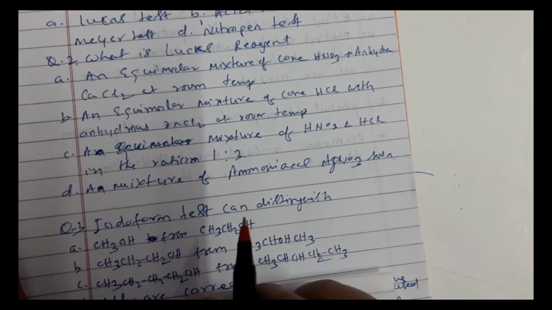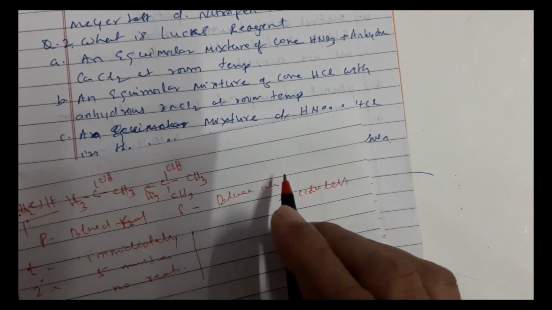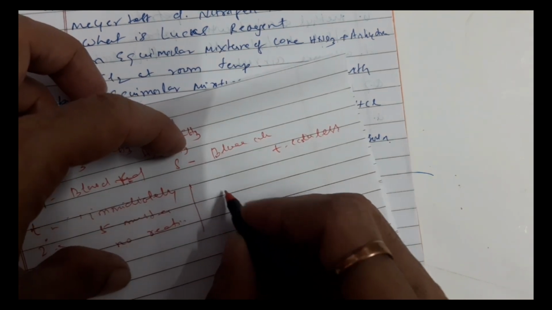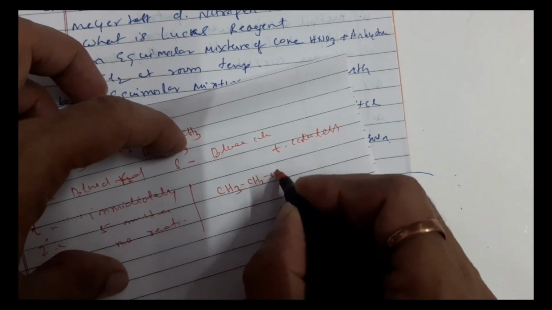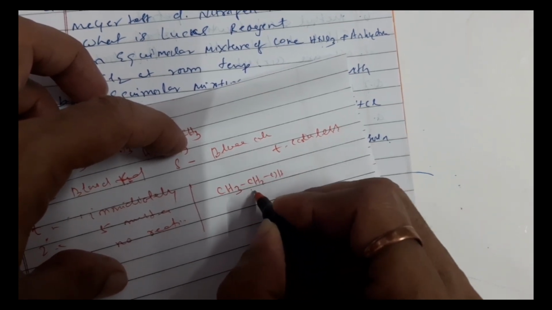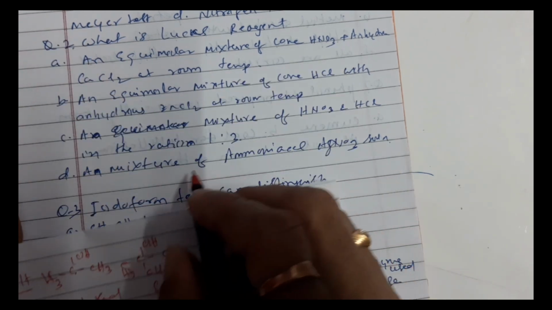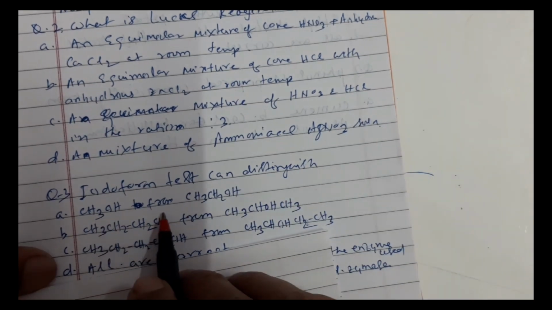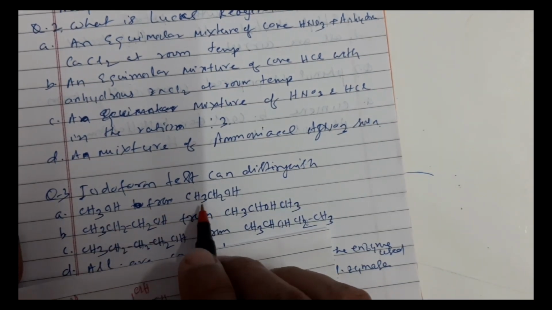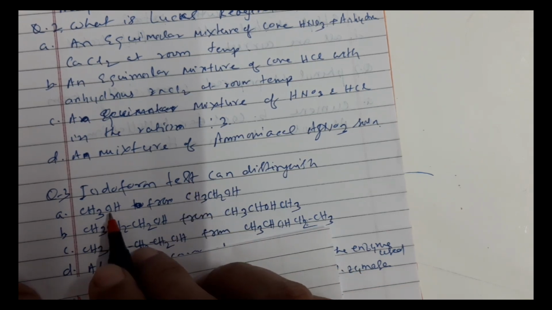Next, the iodoform test can distinguish what? Basically for the iodoform test, you see if it is CH3CH2OH, such type of reagent, CH2OH and CH3, such type of structure is there. If there is, then you will get the iodoform test. You see, CH3CH2OH, ethyl alcohol, is giving the iodoform test, but methyl alcohol never gets it.